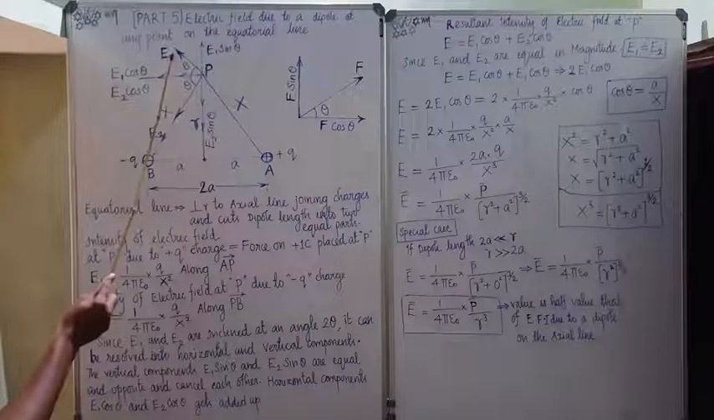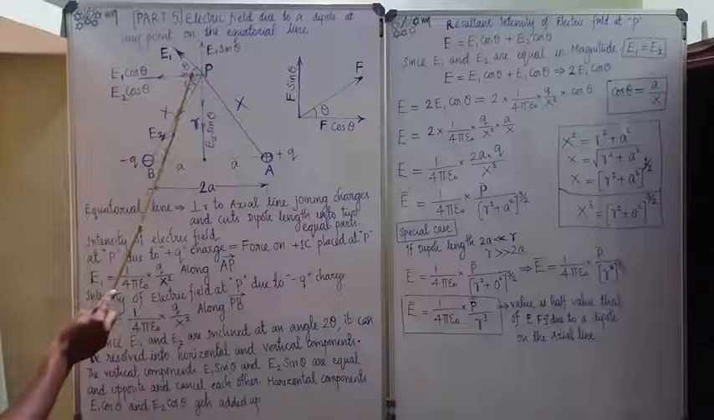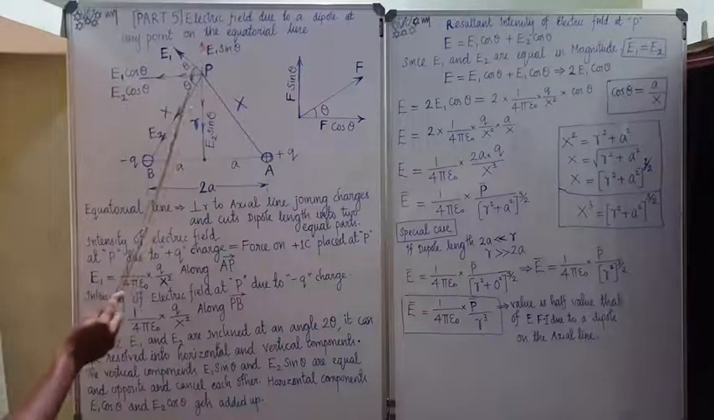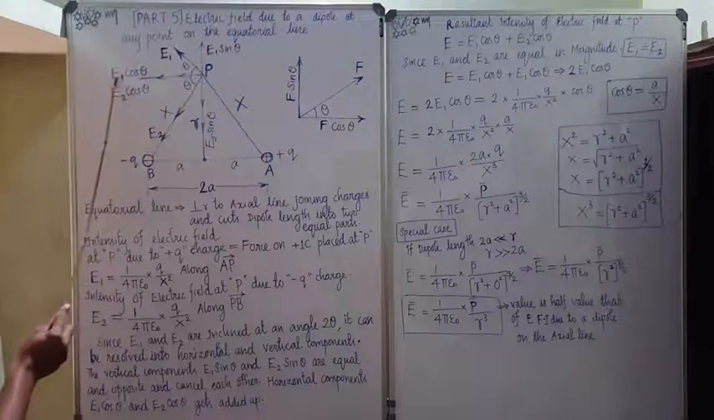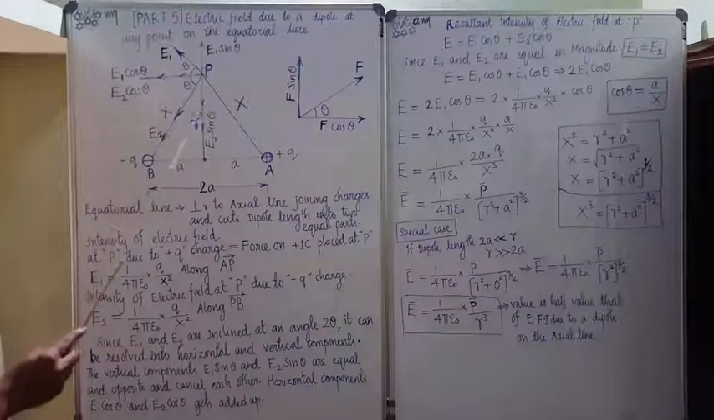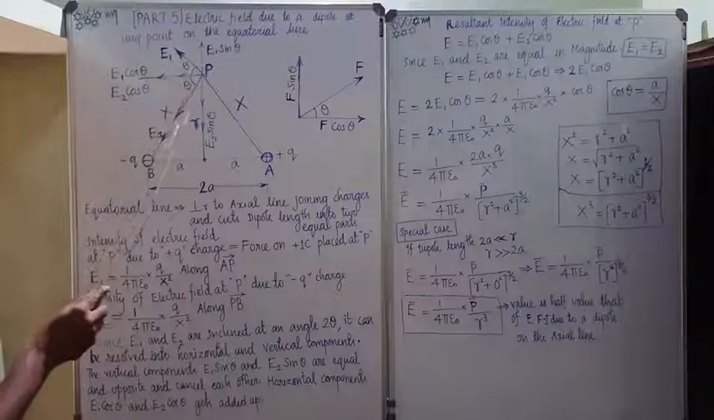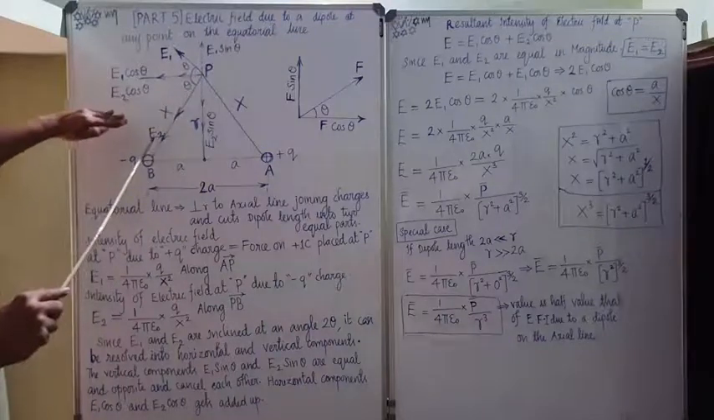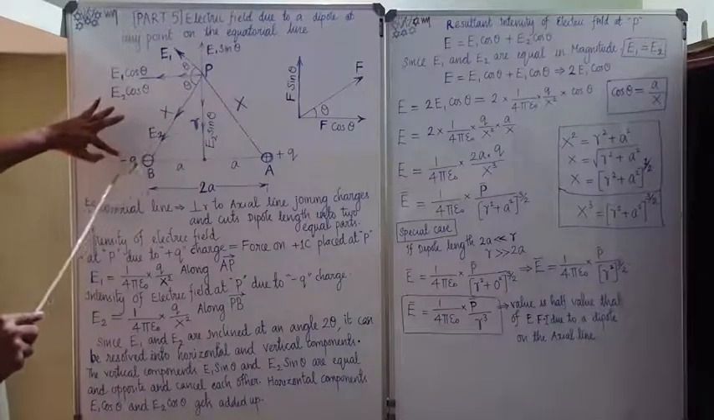This E1, then what is its vertical component? This is E1 sin theta. This is the vertical component, and E1 cos theta is the horizontal component. Okay, then what will be the next thing? This theta, the E2 component towards this minus sign.